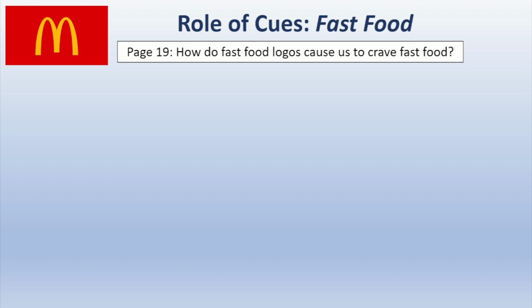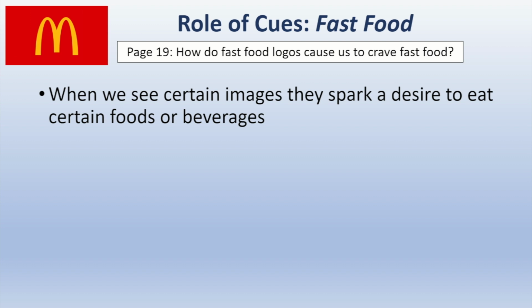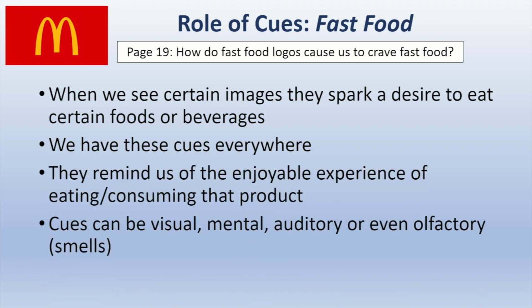So the first question is, how can fast foods cause us to crave food? So if you want to write this in, when we see certain images, they spark a desire to eat certain food or beverages, and we actually have these cues everywhere. They remind us of the enjoyable experience of eating or consuming the product, and cues could be visual, mental, auditory, so through sounds, or even olfactory, which is through the smell. So you might walk past McDonald's, be able to smell the chips, and then that makes you want to go into McDonald's and buy that food. So you want to write that down onto page 19 and then press play when you're ready to go through the next section.